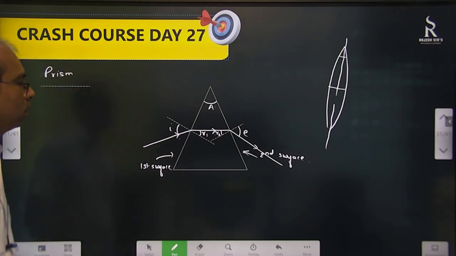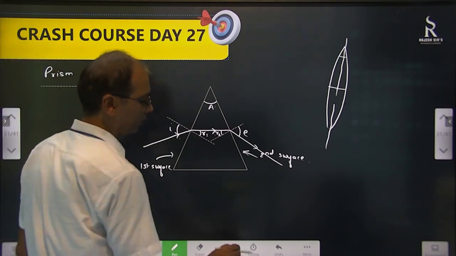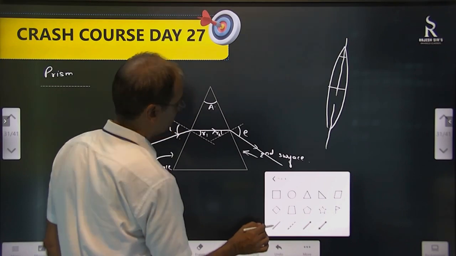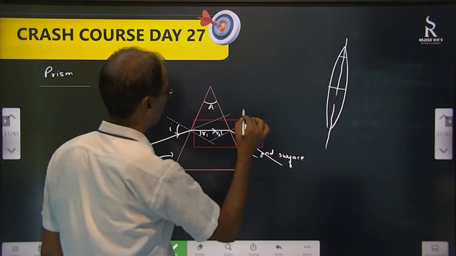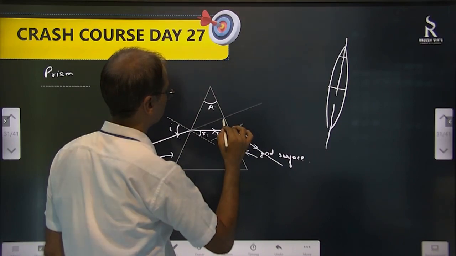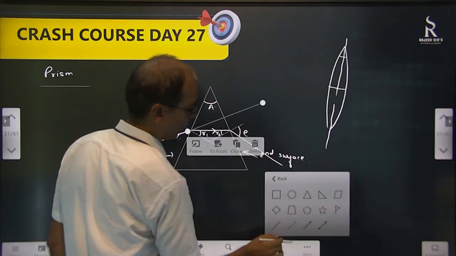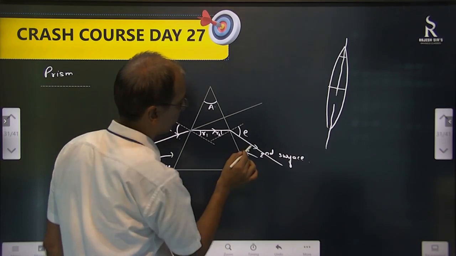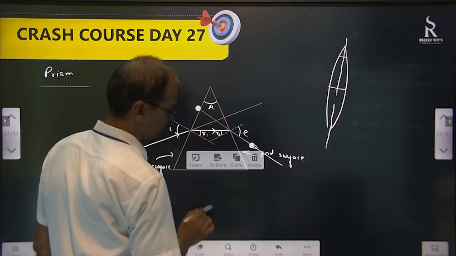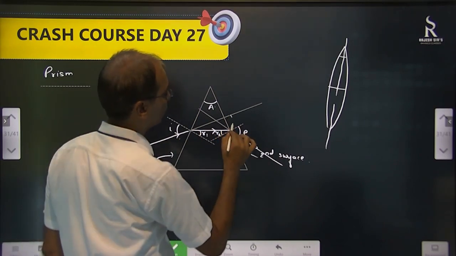Okay, then what? Then deviation. Angle of deviation is the angle between incident ray and emergent ray. So this is incident ray. Okay, this is emergent ray. Right. So this is angle of deviation.